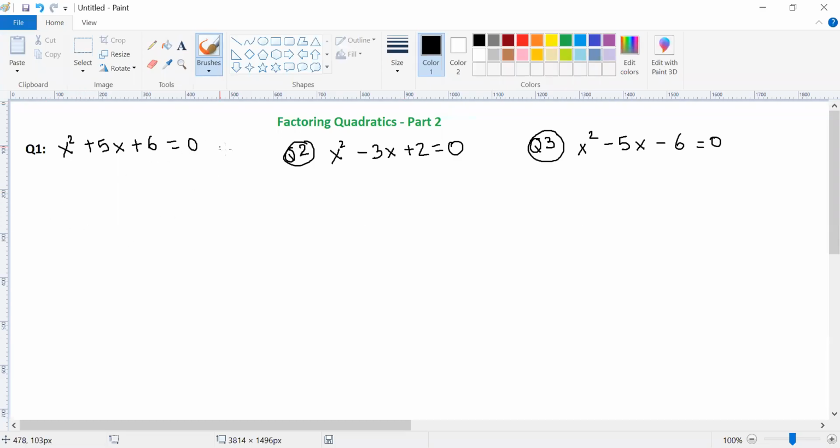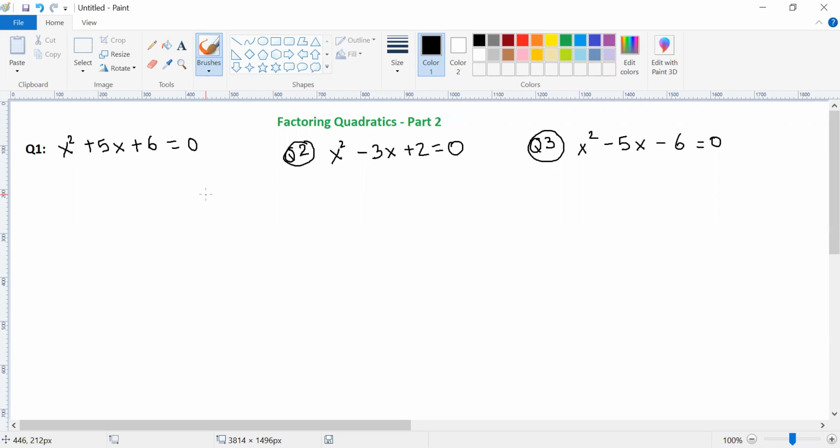Hi everyone, in this video you're going to learn how to factor quadratics with coefficients of 1. I got into this briefly in the previous video, but this video is mainly just going to be me elaborating on it. So the first question that I'm going to solve for you guys is x squared plus 5x plus 6 is equal to 0.